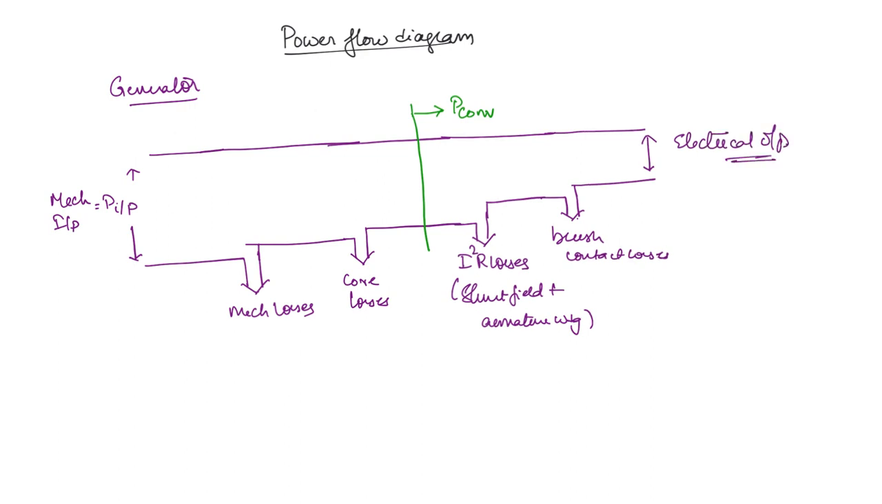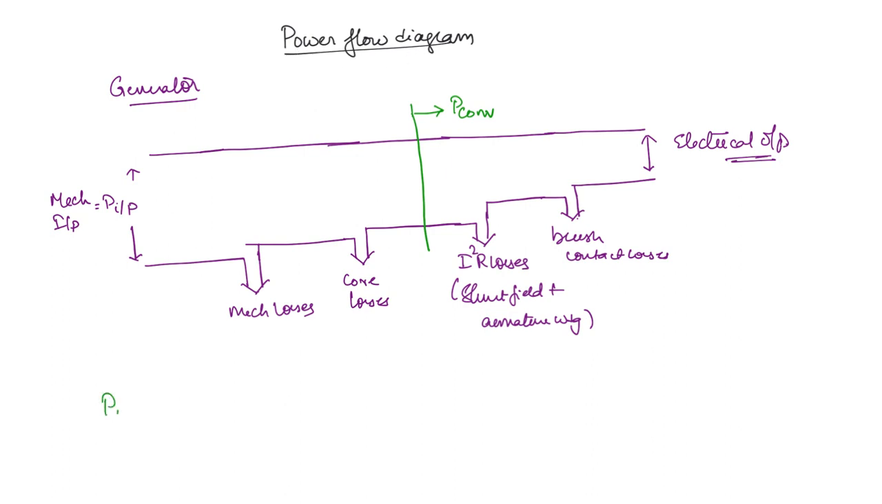So this is what we call the power flow diagram. What is the input? What are all the losses in order? That means first the mechanical input will cater to the mechanical and core losses, and the remaining energy will then be converted into the electrical form. Now from the energy converted into the electrical form, you take away the losses and then you get the output, the electrical output. So this is called the power flow diagram.